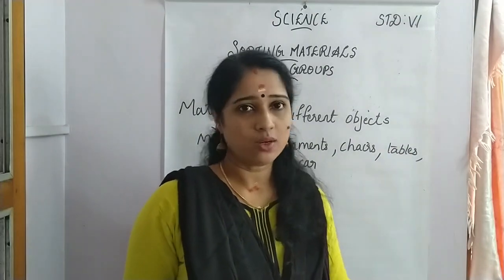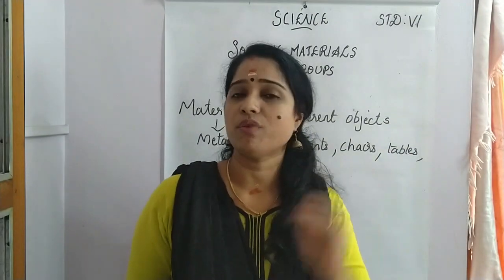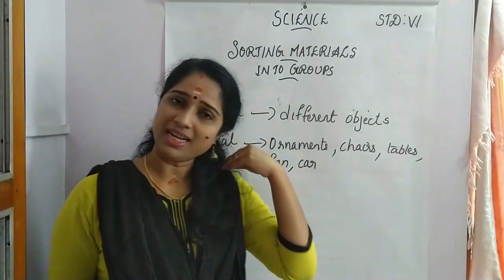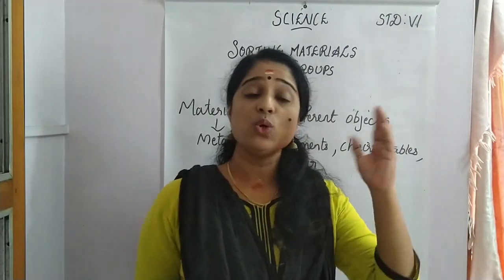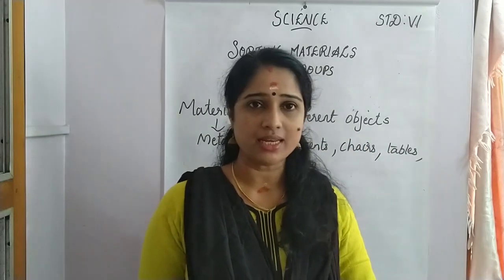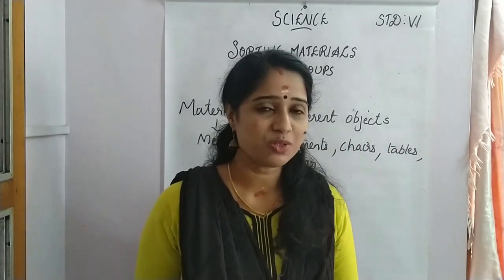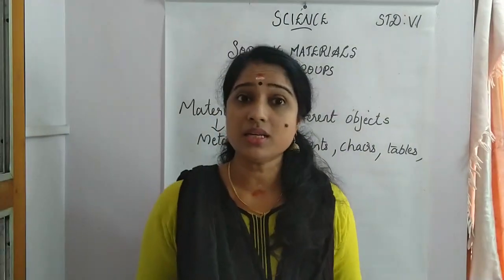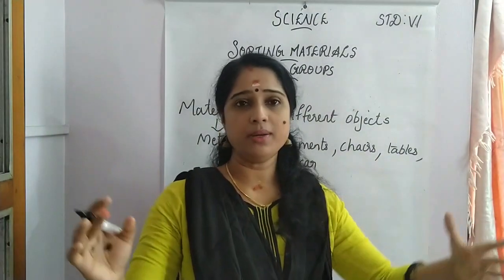By using this metal, we can make different types of objects. A single object can be made of different types of materials. By using a single type of material, we can make different types of objects. Clear? Then we can say, plastic is another important, quite familiar material.